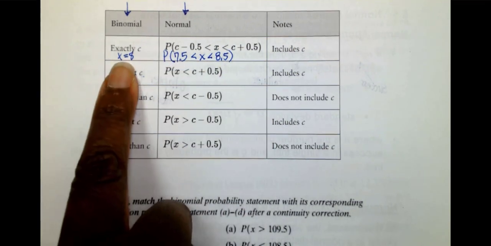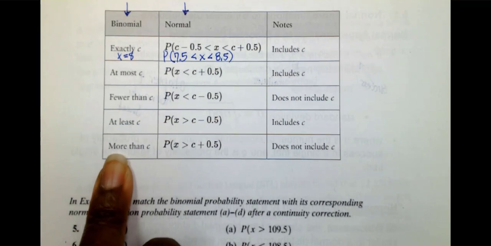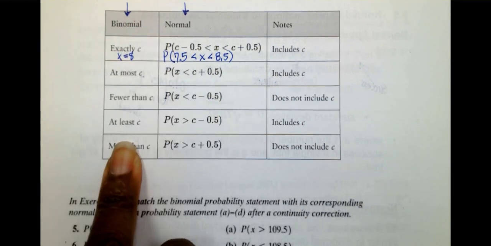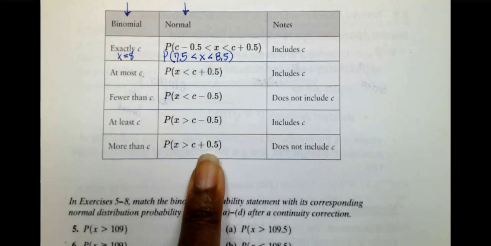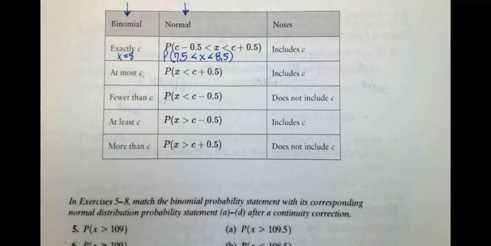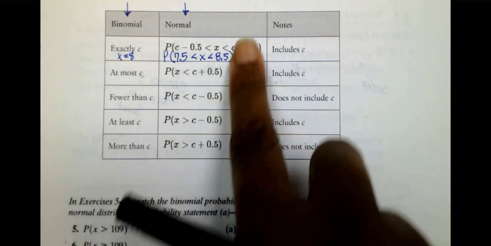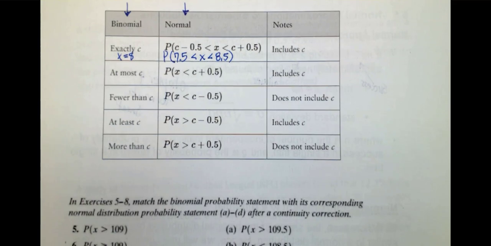Just use the 0.5 rule. Okay? So you could have equal signs included on the binomial side, but in the middle with normal CDF, notice we don't use any equal signs. That's because we don't use them for normal CDF, only for binomial.